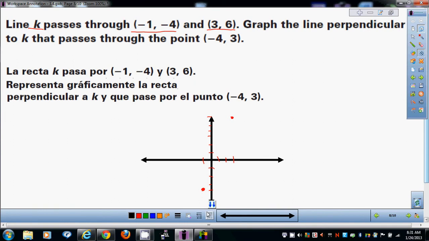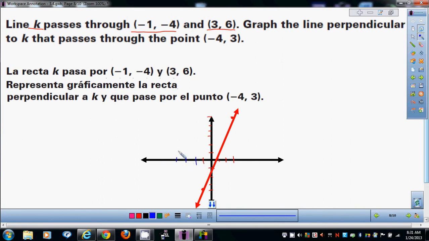The second one contains which point? Negative 4, 3. So you're thinking, so what do we do with the other point? Just eyeball it? No. To find the slope of your line, you need to find the slope of the first one. And, well, I'll show you.